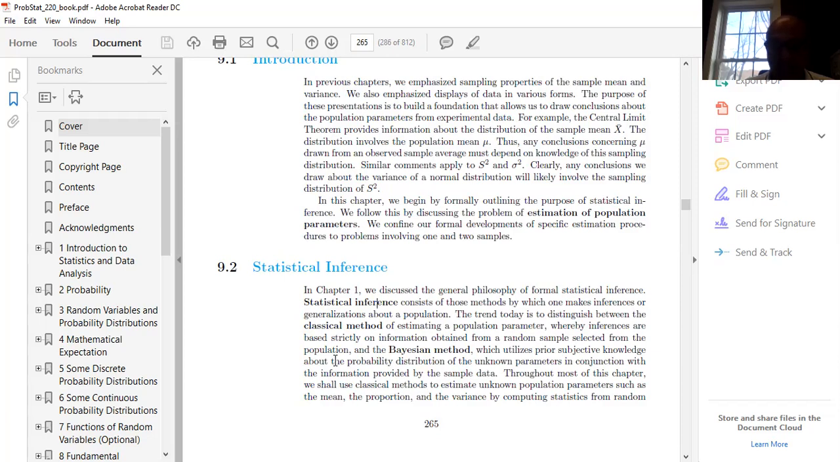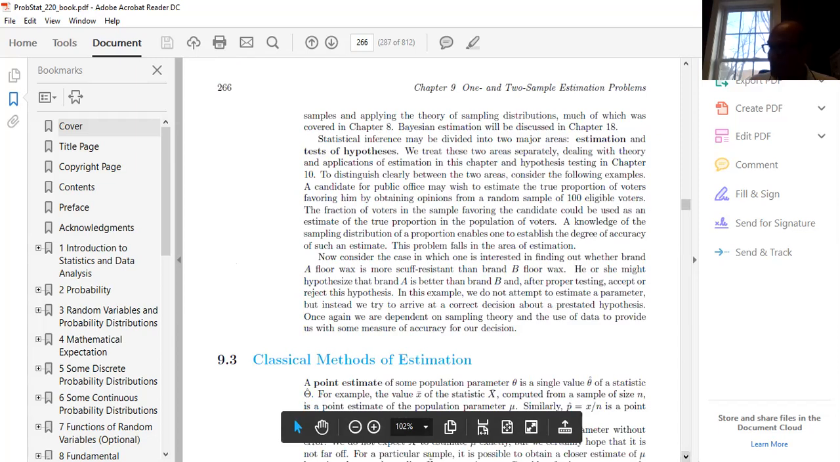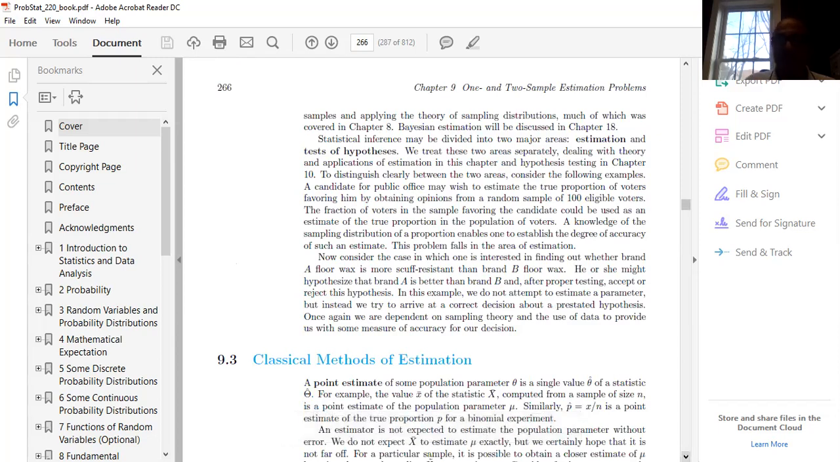So there are two methods: one is the classical method, one is the Bayesian method. Mainly we will rely on the classical method. Statistical inference may be divided into two major areas: one is estimation and one is test of hypothesis. Estimation is what we are going to see in this chapter number 9, and test of hypothesis is what we are going to see in the next chapter, chapter number 10. So let me focus on the classical method of estimation.